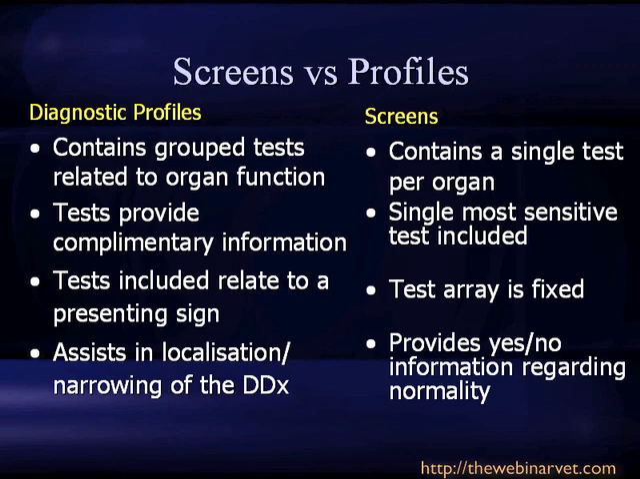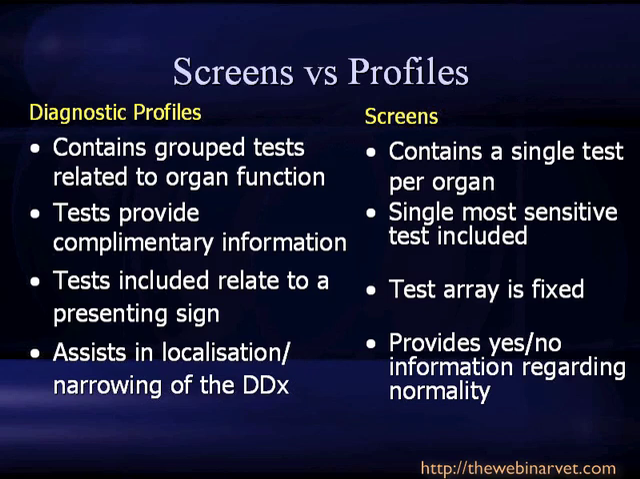Just a word about the different kinds of packages of tests that are actually on offer. One of the things that's happened as a lot of lab data has been transferred from external labs to in-practice systems is that, for reasons of cost, essentially, people are trying to limit the number of assays that are actually included in the package that they're running.